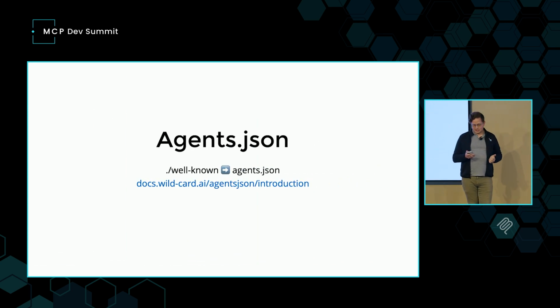Next is agents.json. This is the only other protocol in the context category. It's a file that sits at an easily discovered location on your domain, and it describes what your APIs do to an agent. It's based on OpenAPI, but it doesn't just say, here are my API calls. It says, here is what they do, here's how you use them with each other, here's how you chain them together to achieve a goal.